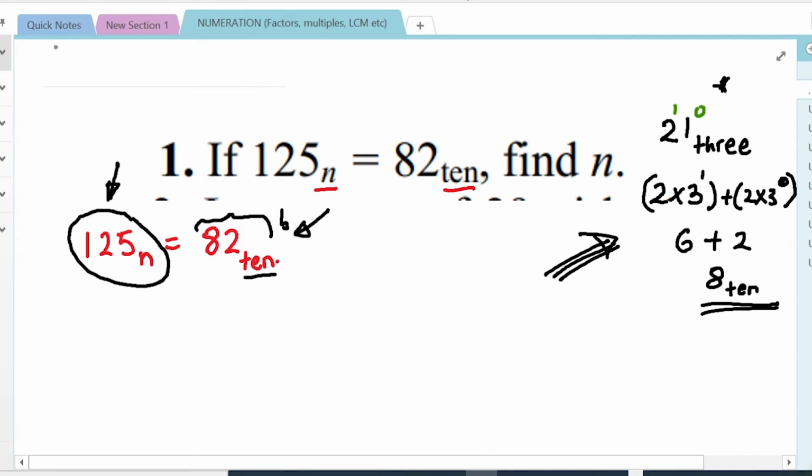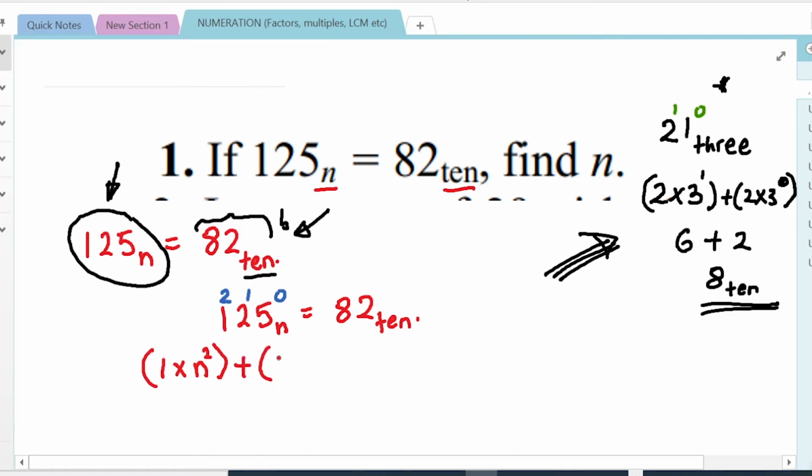So again, let me rewrite this here. This is 125 base n is equal to 82 base 10. Let's assign powers to this: power 0, power 1, power 2. After doing so, we shall begin. We are converting 125 base n to base 10. So this becomes 1 times n to the power 2 plus 2 times n to the power 1 plus 5 times n to the power 0. That is all going to be equal to 82 base 10.